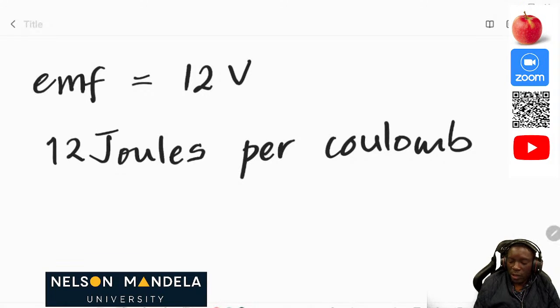So 1 volt is equivalent to 1 joule per coulomb. We can express this in terms of energy per unit charge. It is a supply of energy of 12 joules per coulomb, or the battery can do work of 12 joules for every unit of charge, or for every coulomb of charge. So that is what is implied by that statement.